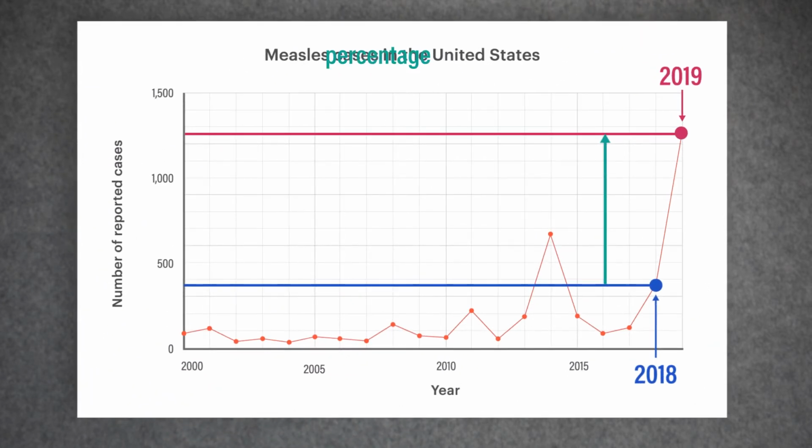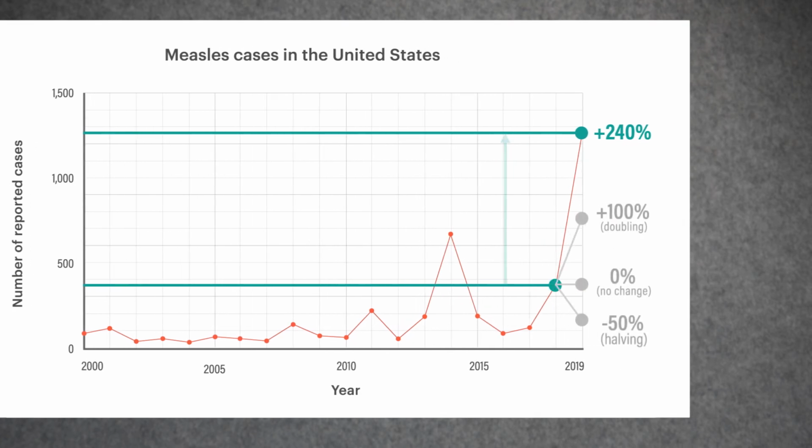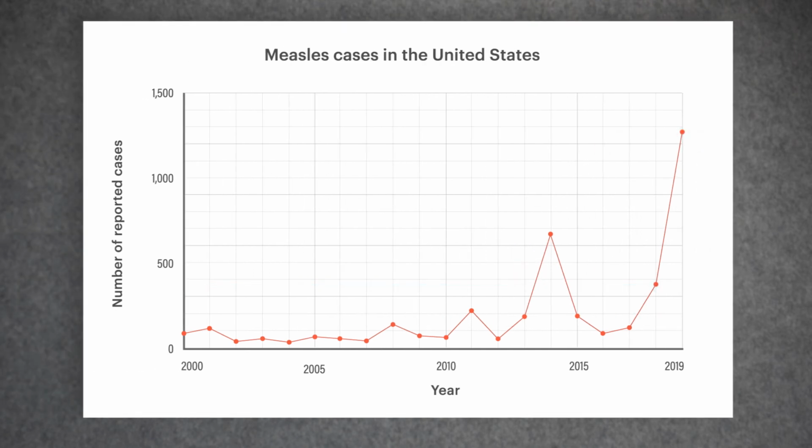You can see on the graph that a 240% increase is a big rise in measles cases from one year to the next. For comparison, this is how the graph would look if there had been a 100% increase, or doubling, 0% or no change, or a 50% decrease, or halving. So according to this graph, 2019 was the worst year for measles in the US in over 20 years.